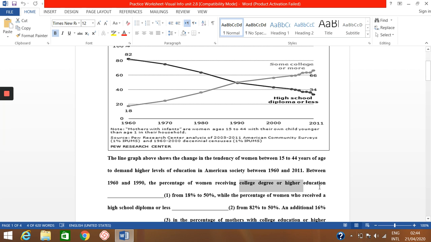Okay, try to complete the sentence. Between 1960 and 1990, the percentage of women receiving college degree or higher education, blah, blah, blah, from 18% to 50%, while the percentage of women who received a high school diploma or less, blah, blah, blah, from 82% to 50%.